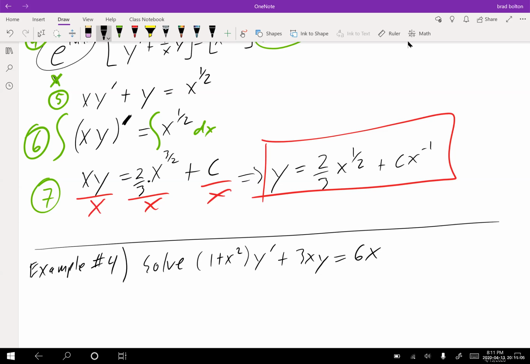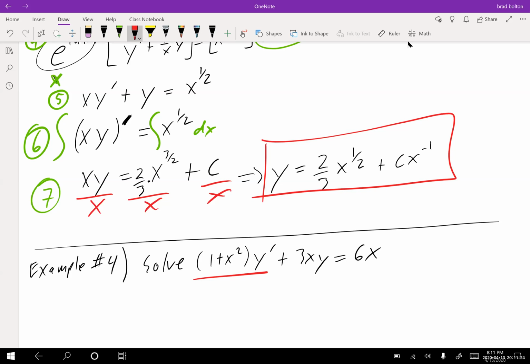Okay, so the first thing you notice is you are not allowed to have that 1 plus x squared in front of the y prime. So take a minute, pause the video, divide by that, and then identify p of x, integrate p of x, and then multiply by e to that integral of p of x. Okay, so get started on that.